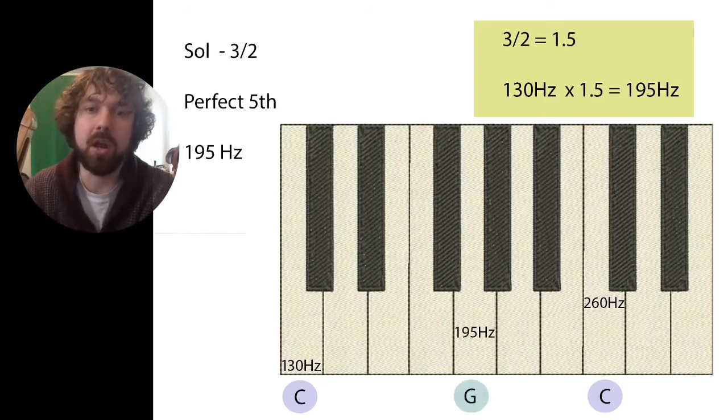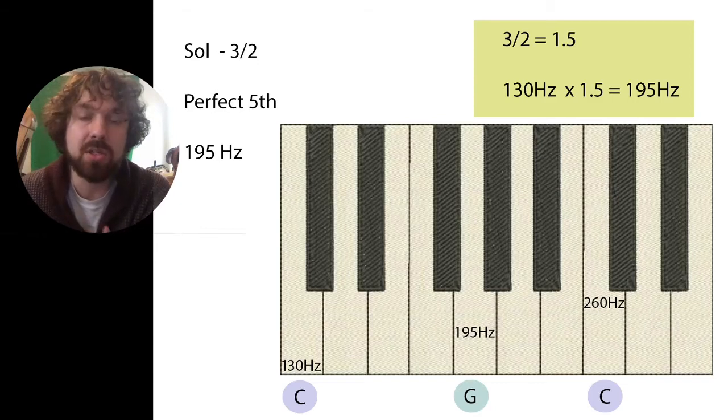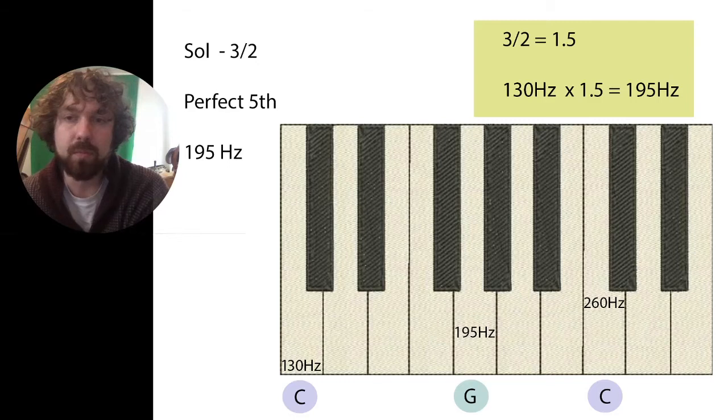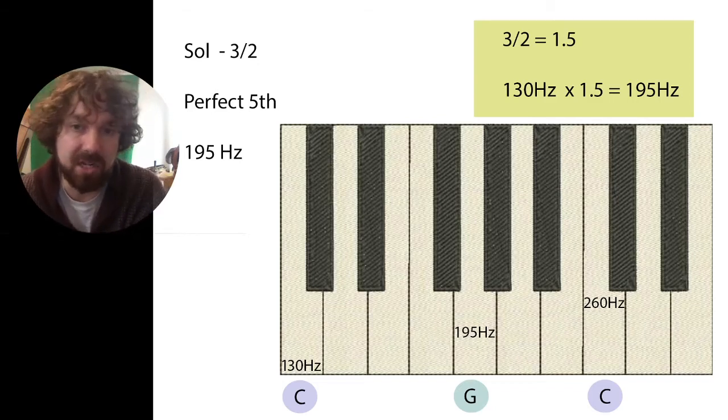So the next ratio is 3/2. This is the next simplest one, so that's why the order that we're going in is from simple to complex. The first one was 1-to-1, that's for the root. The octave is 2-to-1. And now we're looking at the perfect fifth, and it's 3-to-2. Okay? So 3-to-2 equals 1.5. So we took 130 hertz, multiplied it by 1.5, and came up with 195 hertz. So that's how we get the G note.